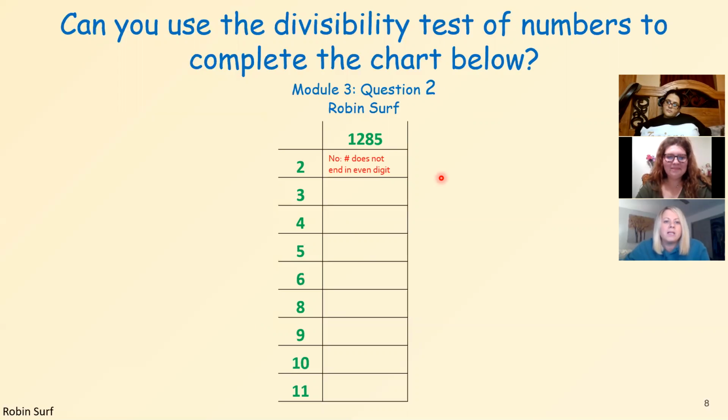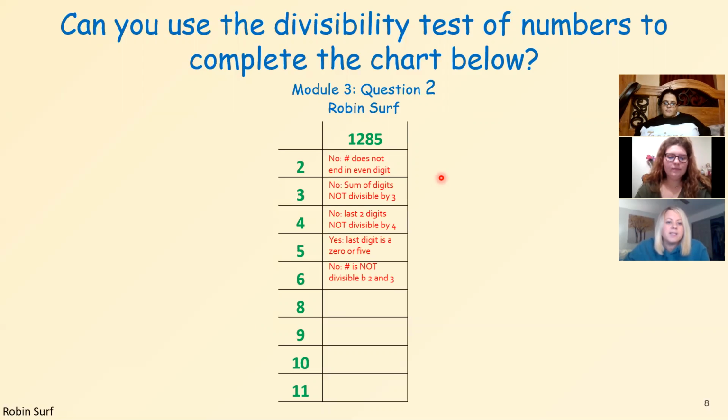So we can ask ourselves this question going across the row: does this number end in an even digit? No, it does not. Number 3, is the sum of the digits in the number divisible by 3? No, it is not. Number 4, do the last 2 digits form a number divisible by 4? No, it is not. Number 5, is the last digit a 5 or a 0? Yes, the last digit is a 5.